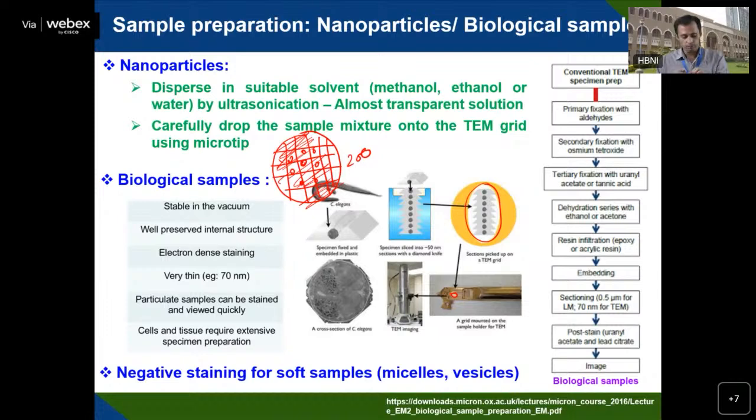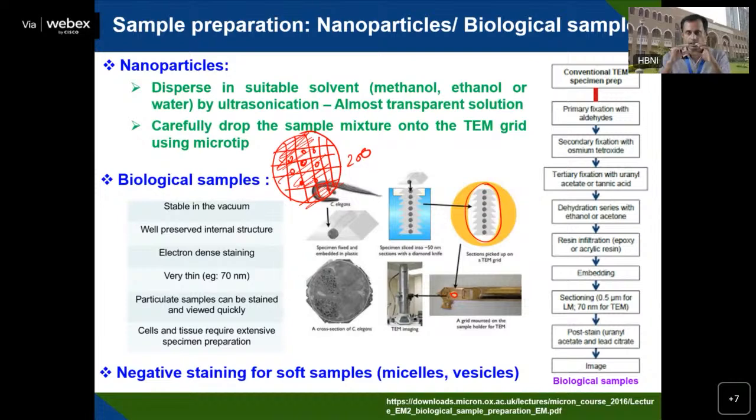In the case of biological samples, you have to go for different staining. Some biological samples can also be done by negative contrasting, for example micelles, vesicles, the soft templates. So you can use a high-grade material like lead acetate or uranyl acetate. You just put that material on, and what will happen?